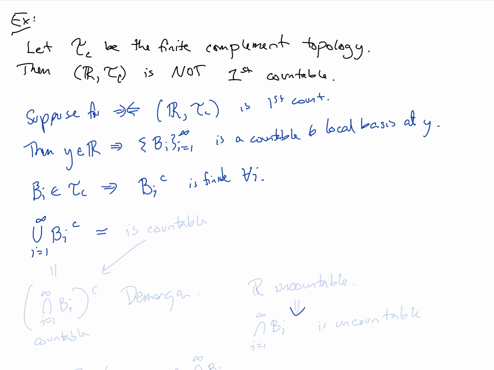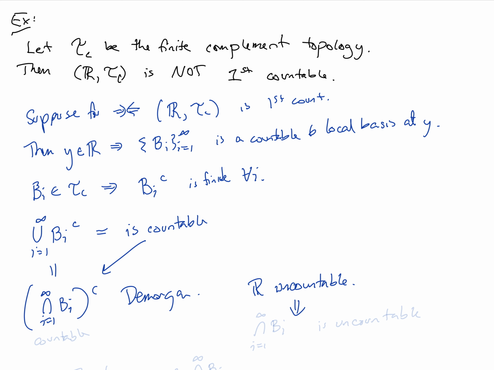We proved previously in this class that a countably infinite union of finite sets is countable. So this is a countable set. And we could also write that using De Morgan's laws as the complement of the intersection from i equals 1 to infinity of the B_i. So by De Morgan, this is countable. We know that R is uncountable. The set of real numbers is uncountably infinite.